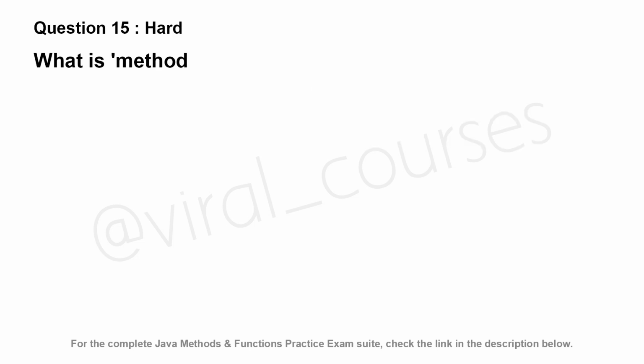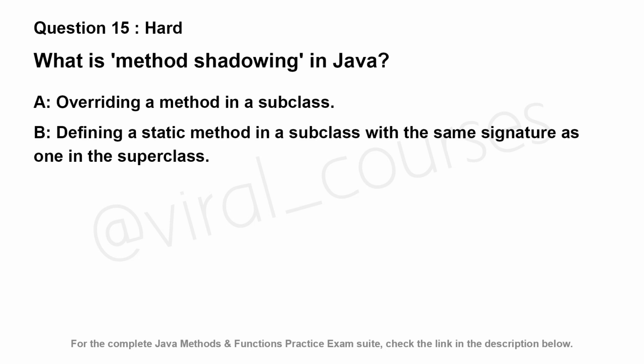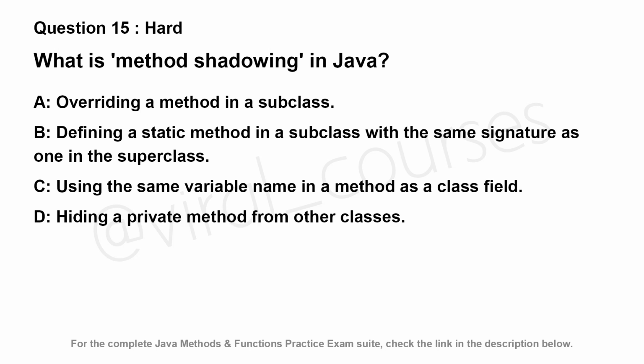What is method shadowing in Java? Option A. Overriding a method in a subclass. Option B. Defining a static method in a subclass with the same signature as one in the superclass. Option C. Using the same variable name in a method as a class field. Option D. Hiding a private method from other classes.